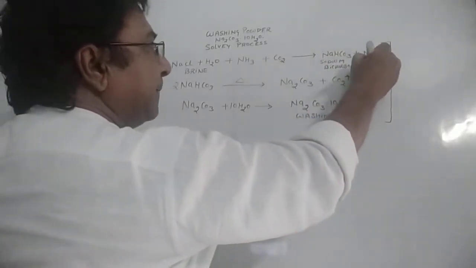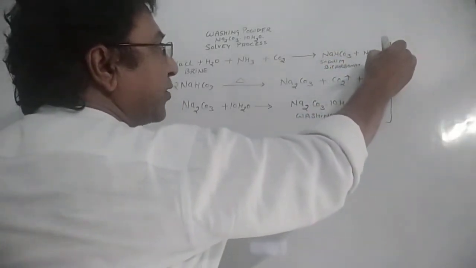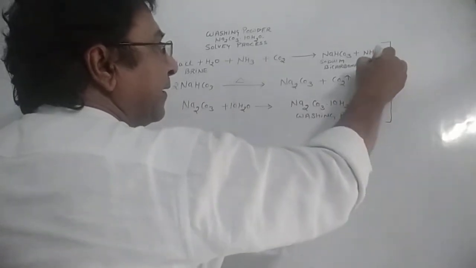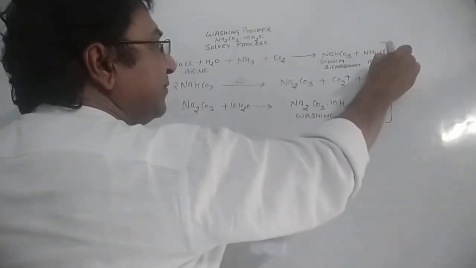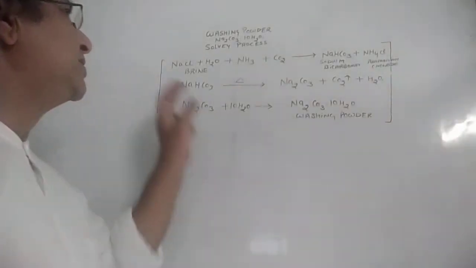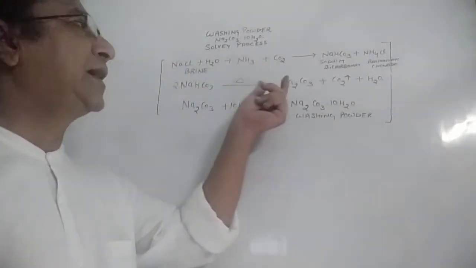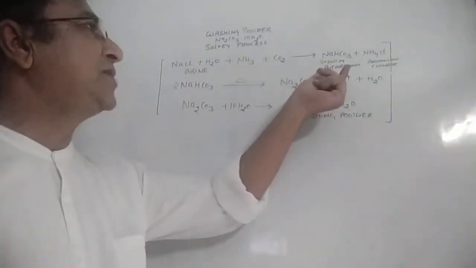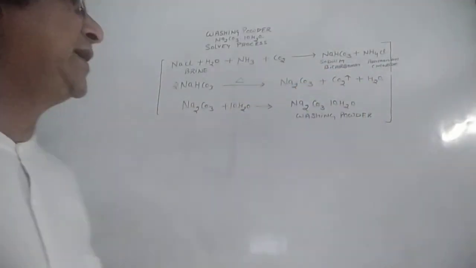Ammonium chloride, right? If you remember the name, you don't have to mug up anything. You can just explain in your own language. So when sodium chloride, water, ammonia, carbon dioxide reacts, it forms baking soda or sodium bicarbonate and ammonium chloride.